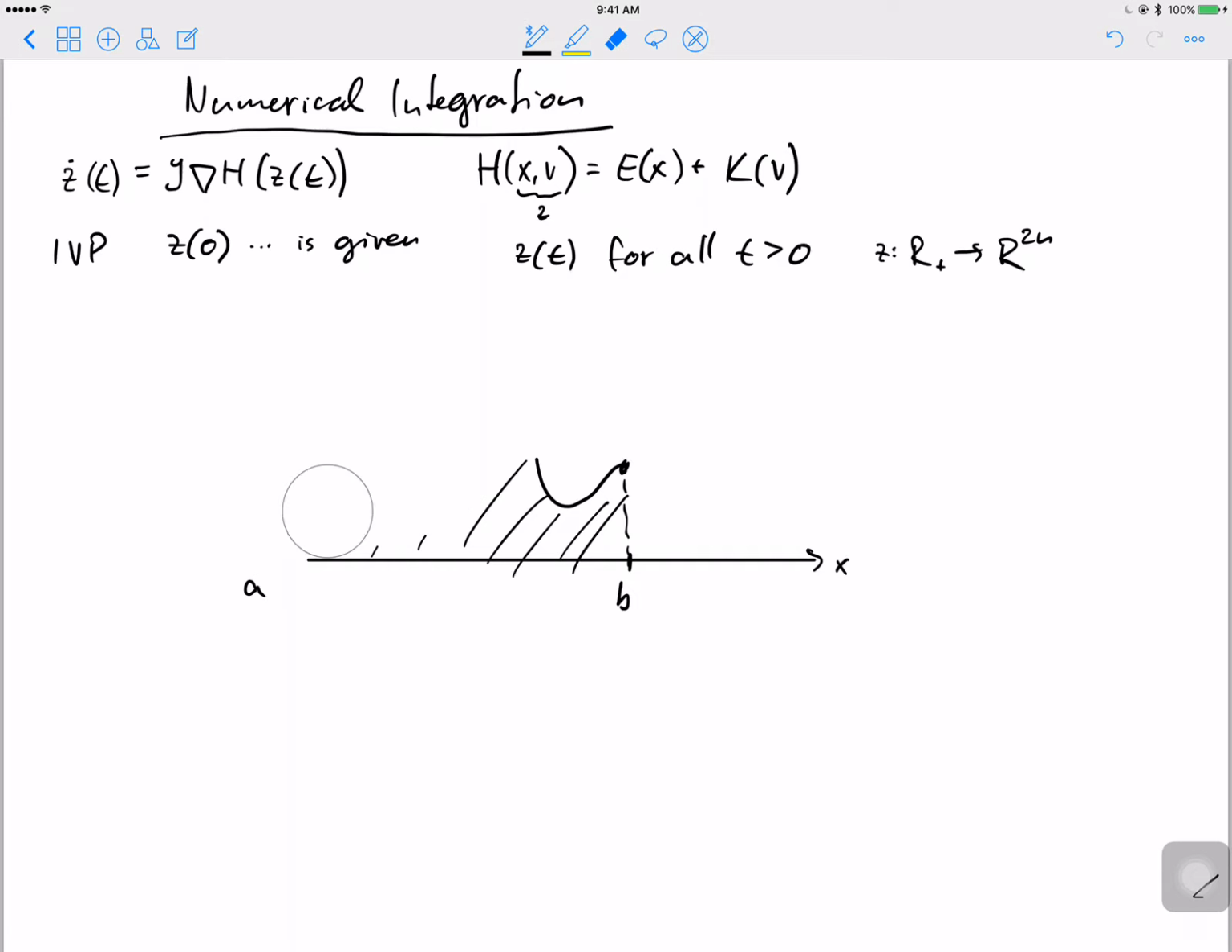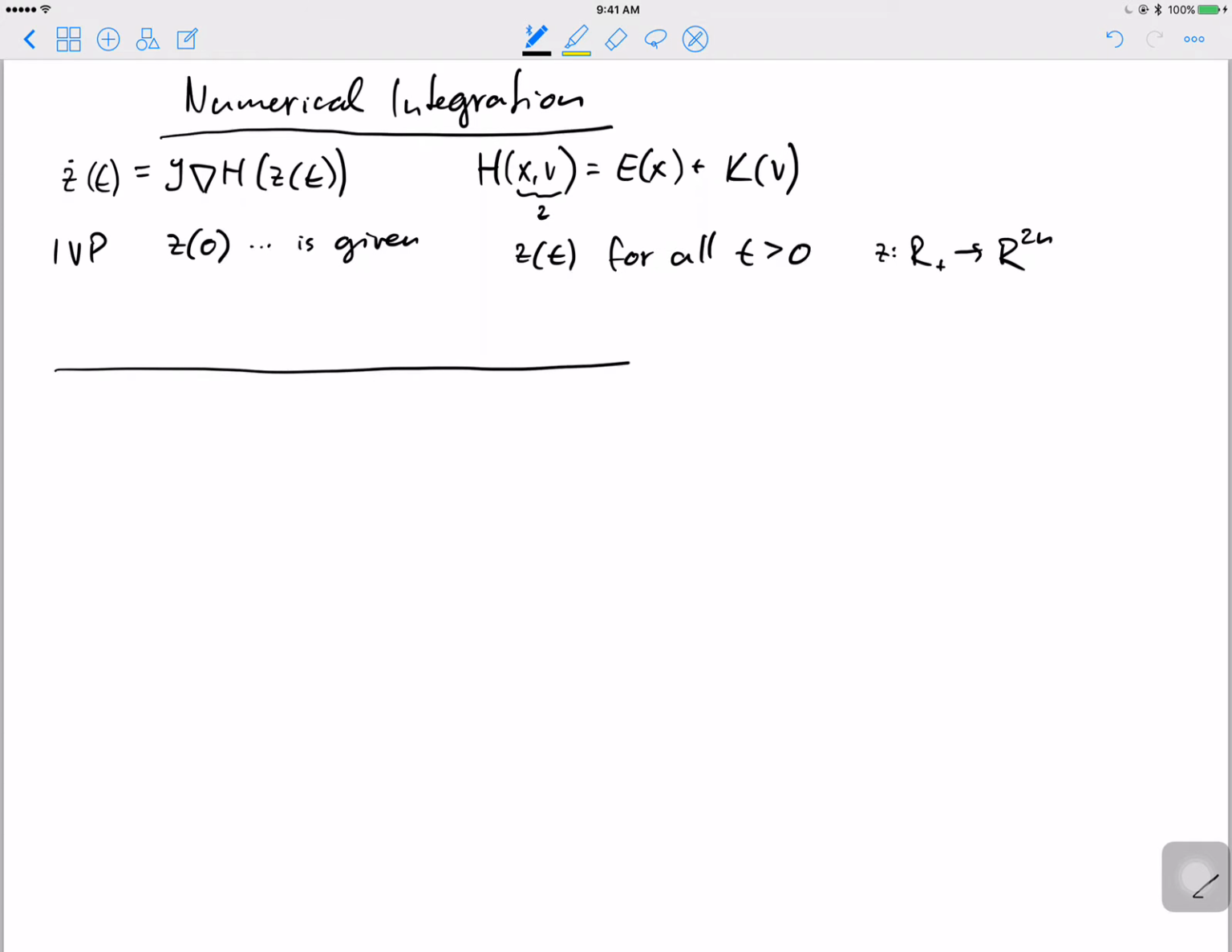Okay, so the first thing we do is we discretize time. I can draw it like this. That will be my time axis. So this is time, which starts at some t0, which equals 0. And here I exactly know where I am, right? Those are my initial conditions. So let me denote them as z0, okay?